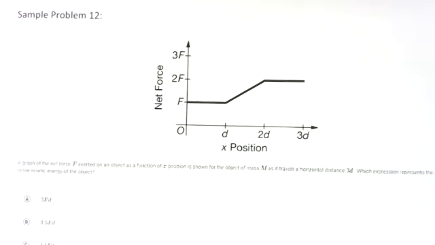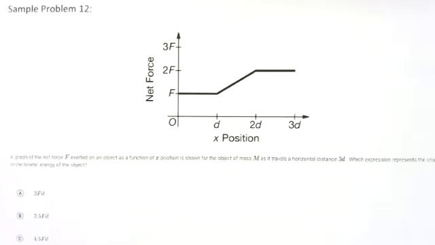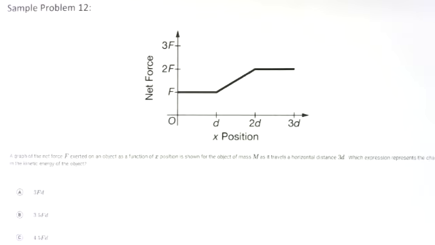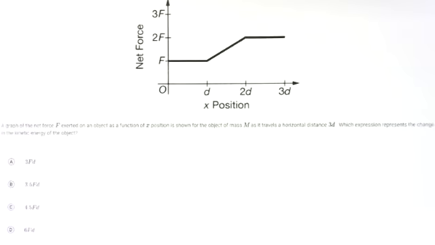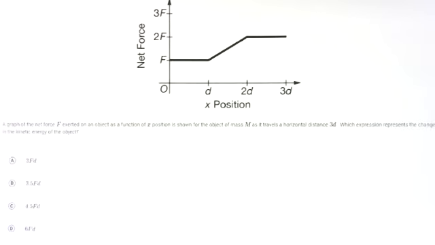Has this graph. And this requires us to talk about another aspect of work and kinetic energy. So it says a graph of the net force exerted on an object as a function of x position is shown for the object of mass m as it travels a horizontal distance 3d, which expression represents the change in kinetic energy of the object.